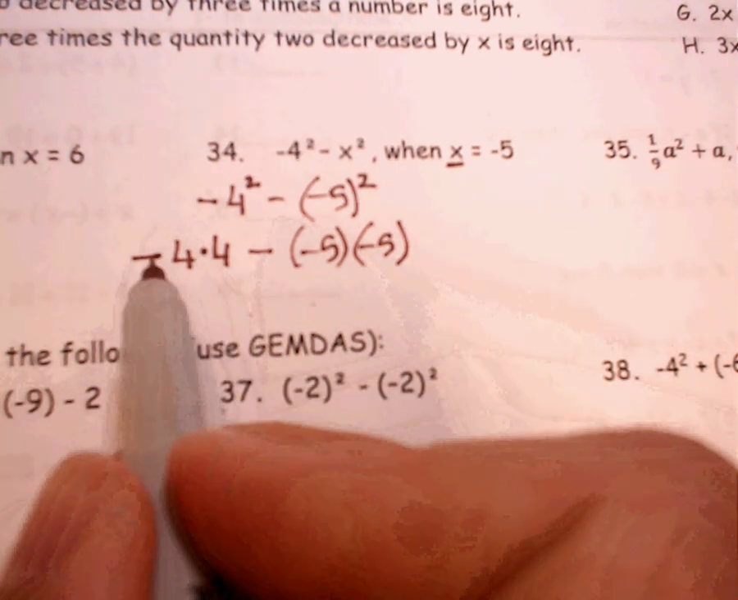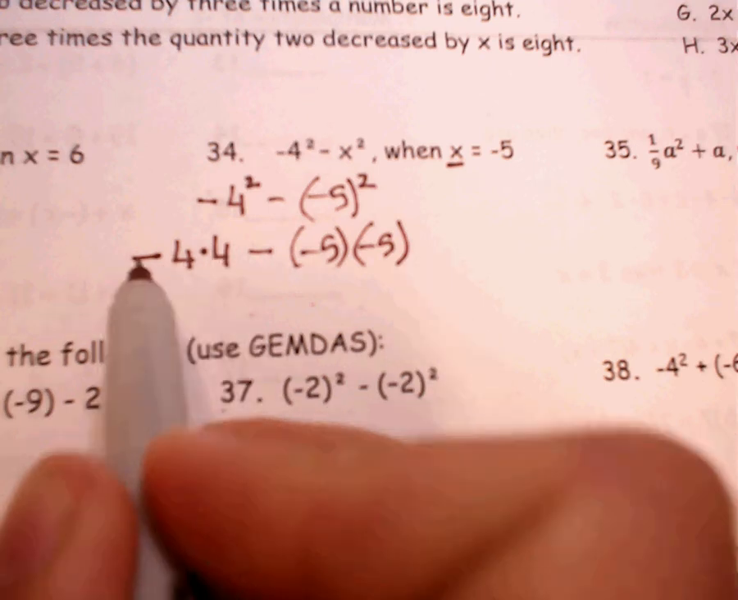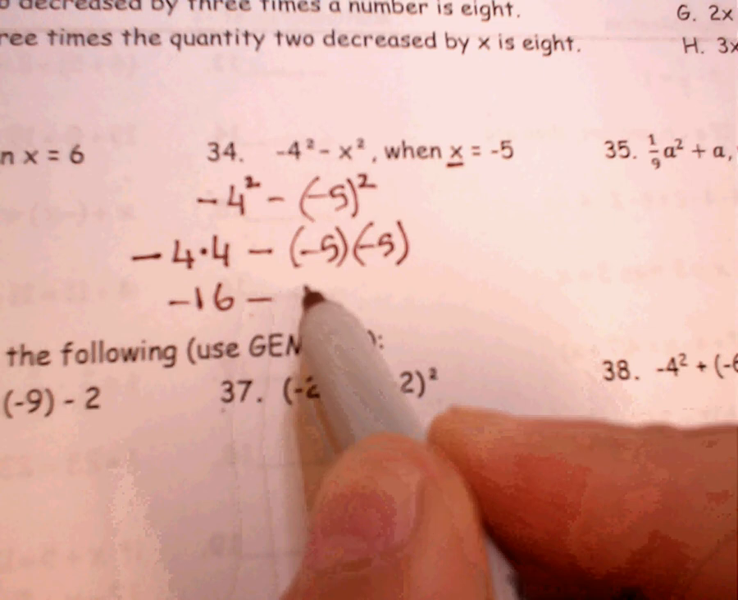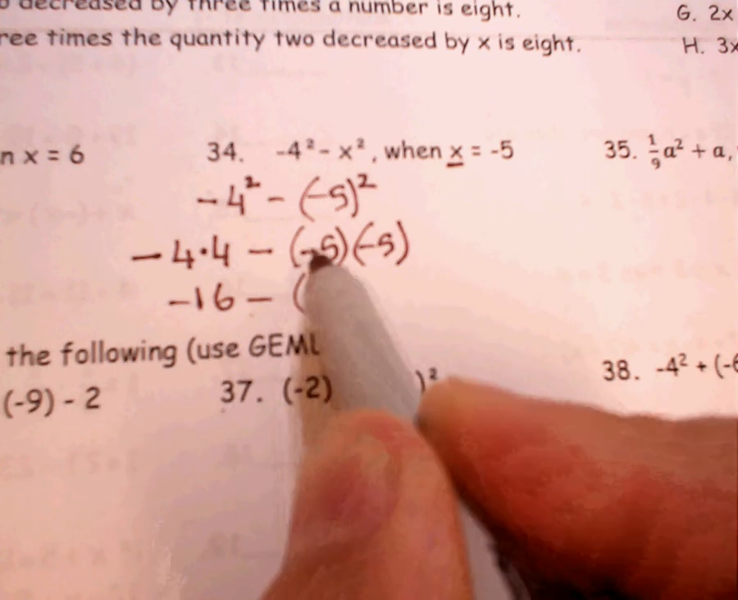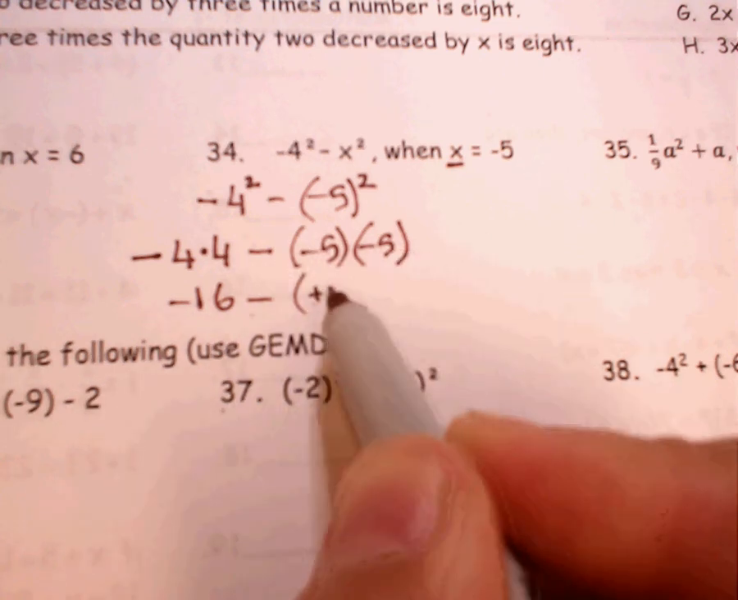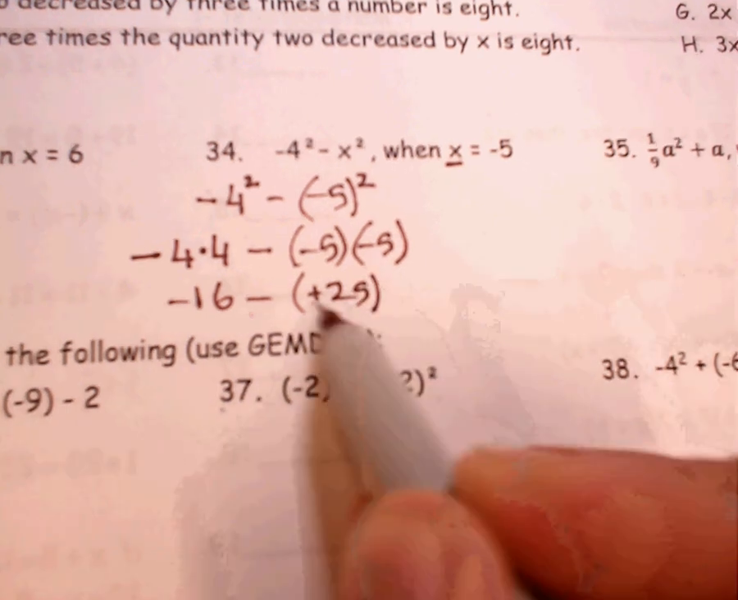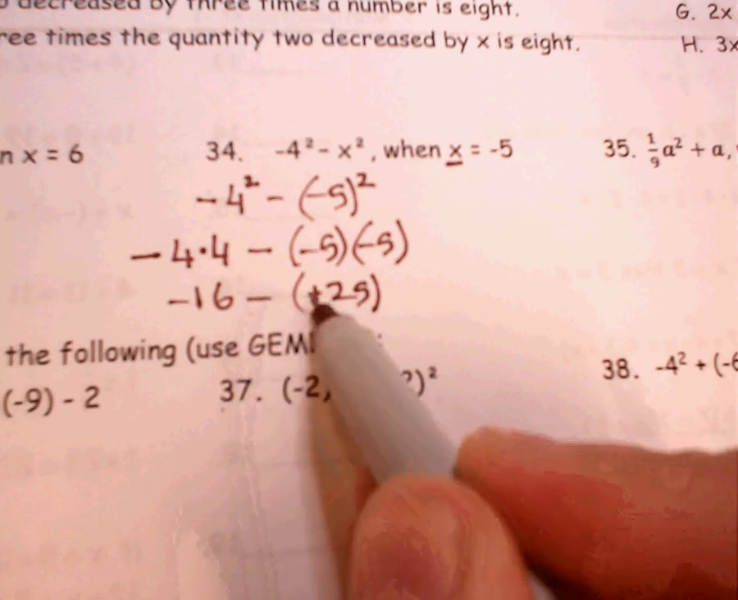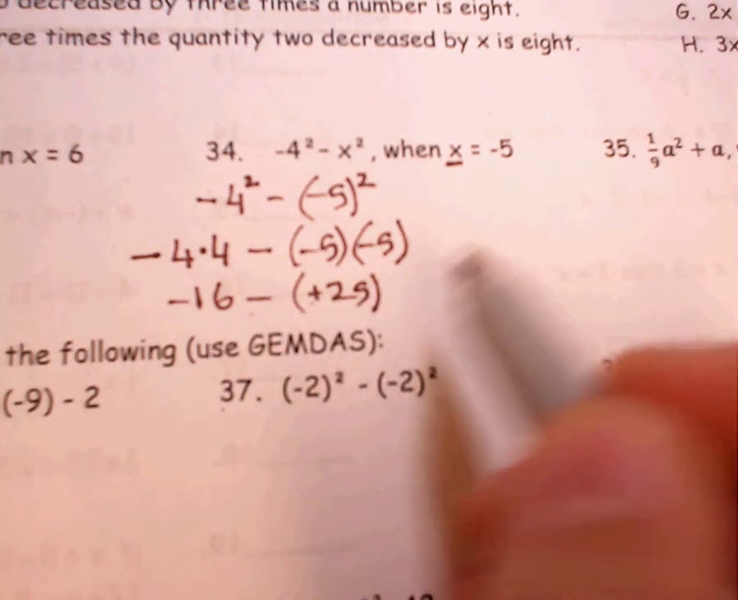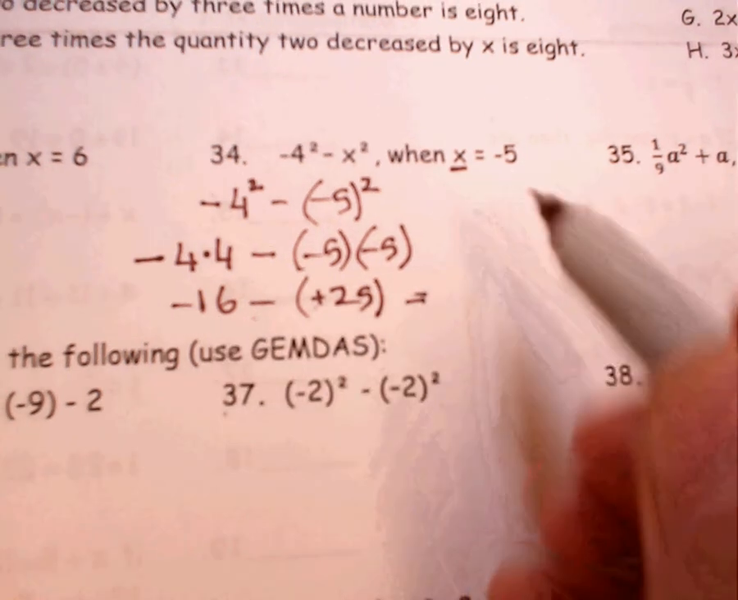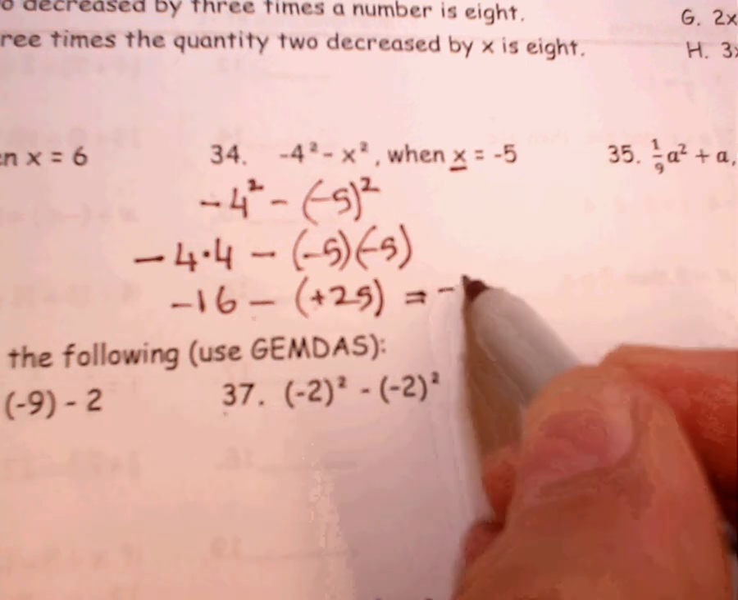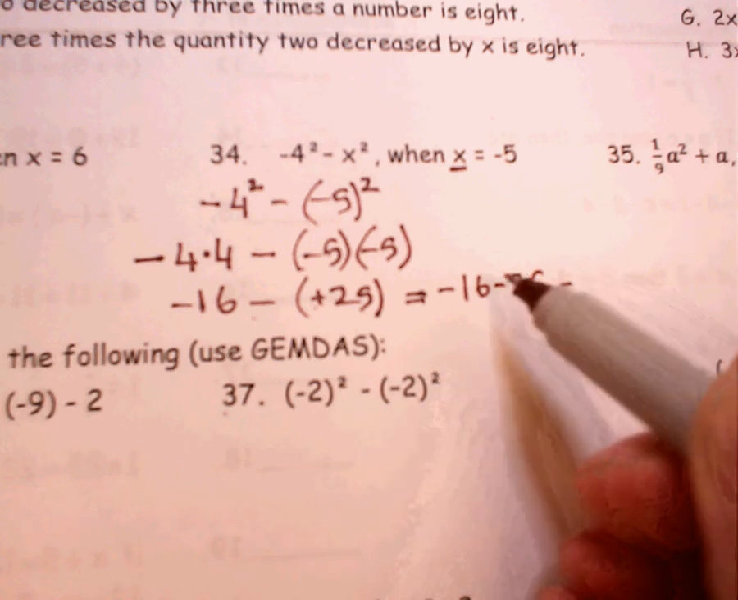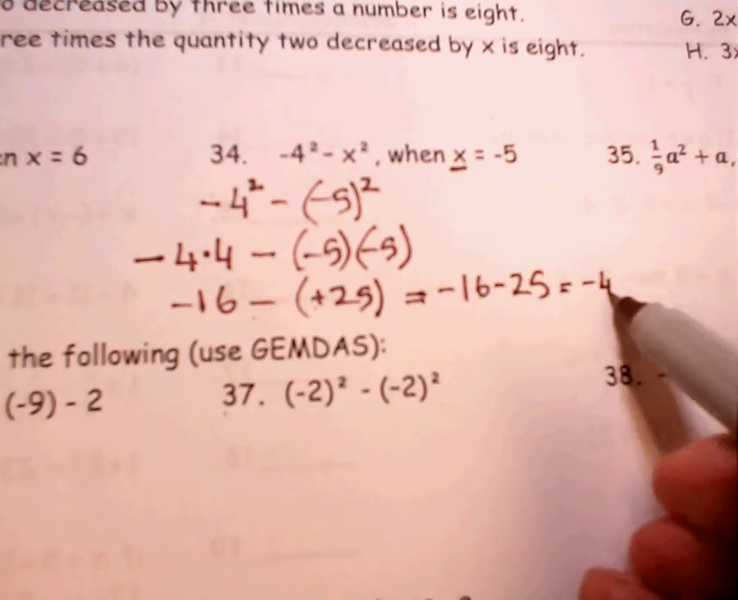So we will have 4 times 4 is 16, and because of the negative up front, we have a negative 16. On the second part, we have negative 5 times negative 5, which is positive 25. Subtracting a positive is still subtraction, and I can do my subtraction. Negative 16 minus 25, which is equal to negative 41.